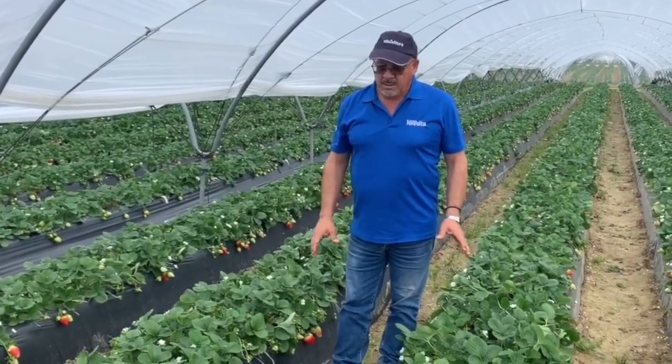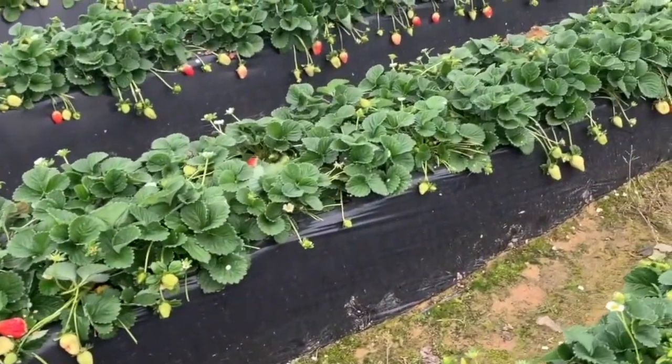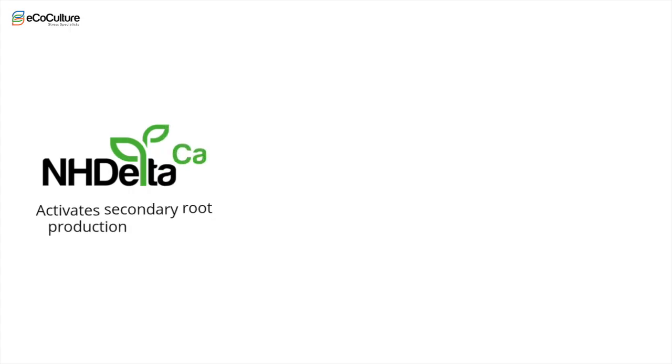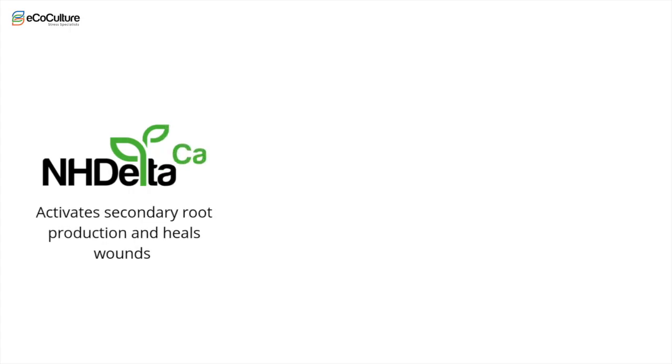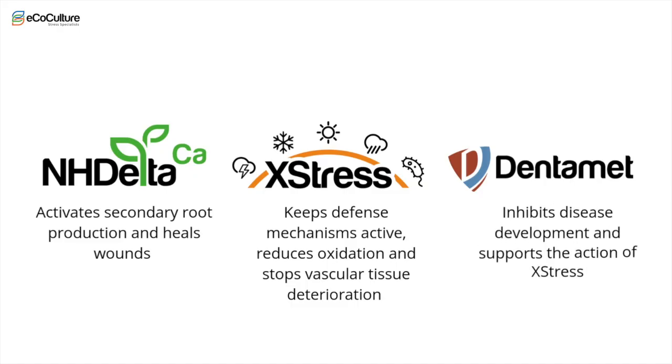What is important is to understand that we are helping the plant defend itself from within, activating its natural mechanisms. NH-delta, X-stress, and Dentamet act synergistically. NH-delta activates secondary root production and repairs wounds. X-stress keeps the plant's defense mechanisms active, reduces oxidation, and stops vascular tissue deterioration. Dentamet inhibits disease development and supports the action of X-stress. A highly effective, scientifically designed solution for more resilient and productive agriculture.